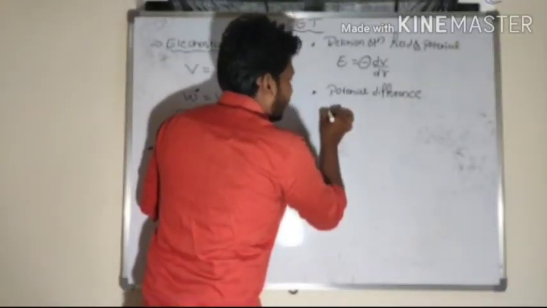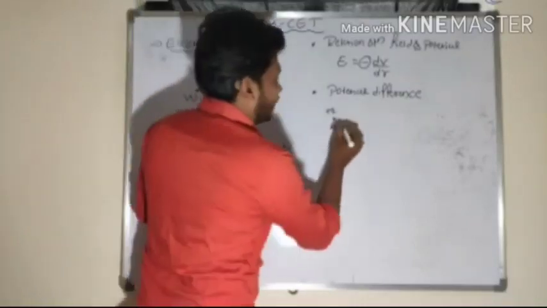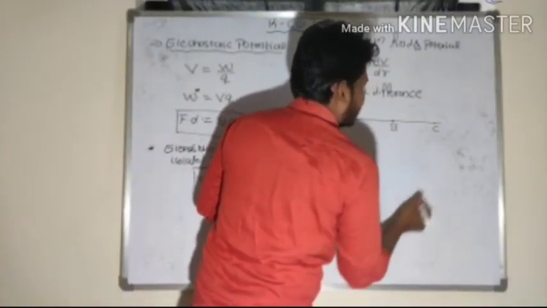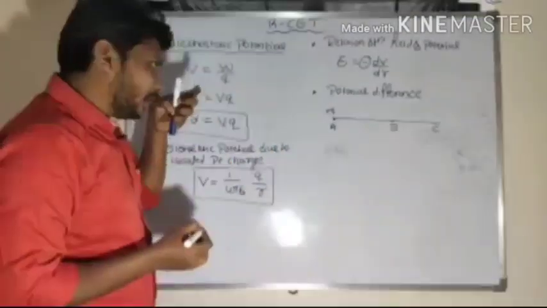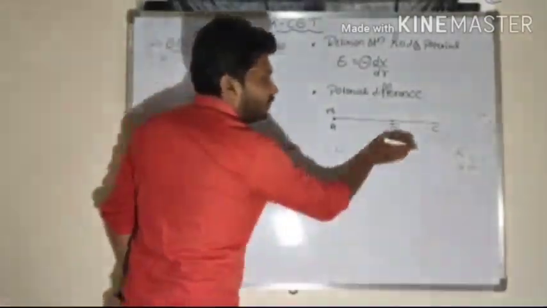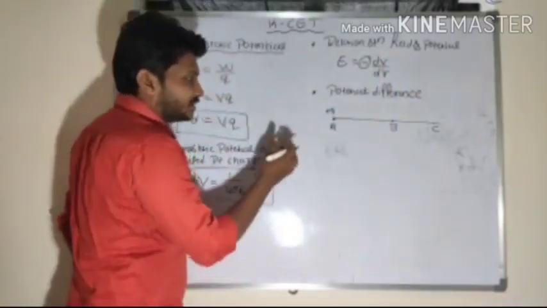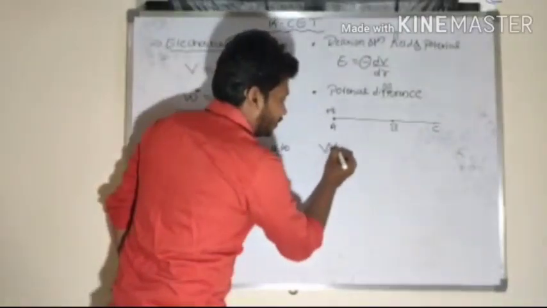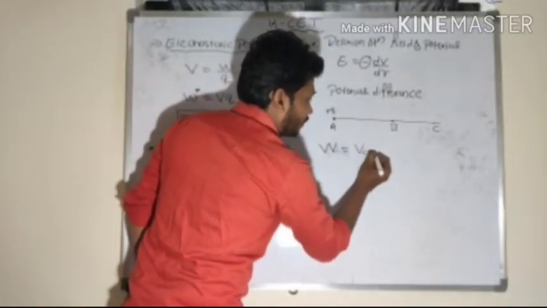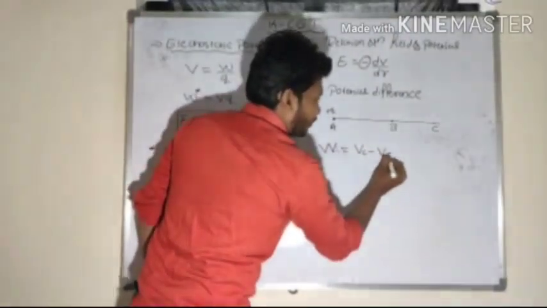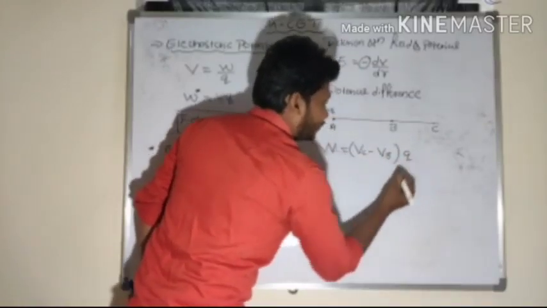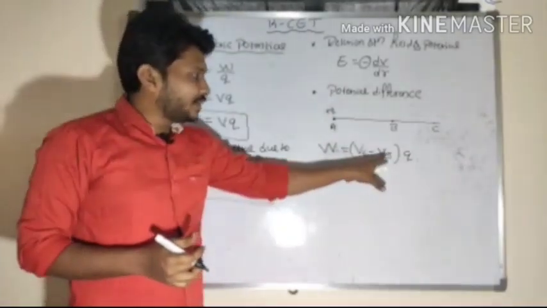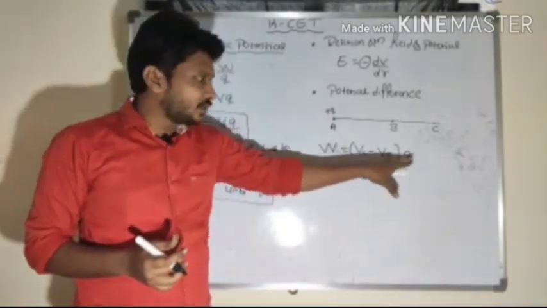For example, at point A, plus Q amount of charge is placed. I will choose point B as well as point C here. Now, what is the work done to move the charge from B to C? That is the potential difference. The work done to move the charge from B to C is potential at C minus potential at B, into Q.